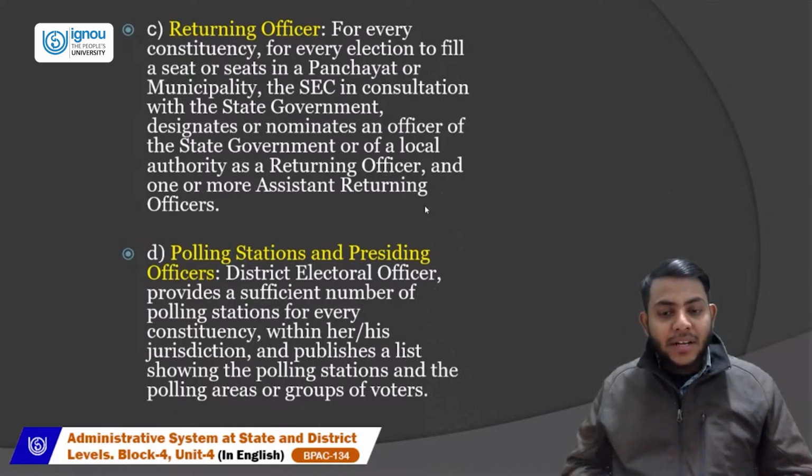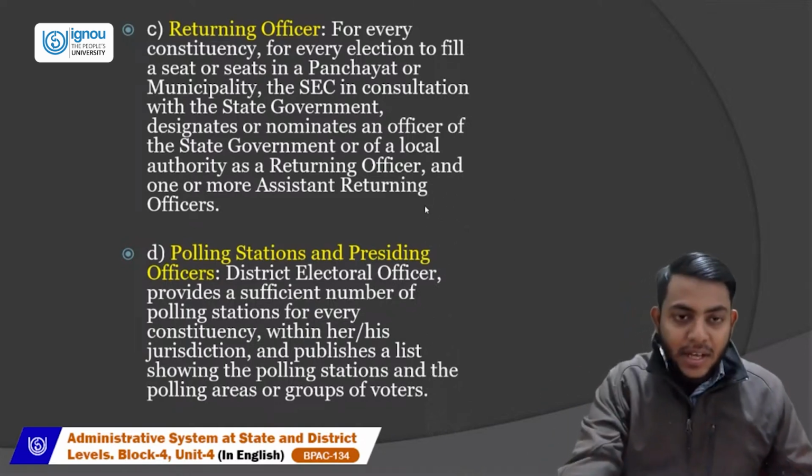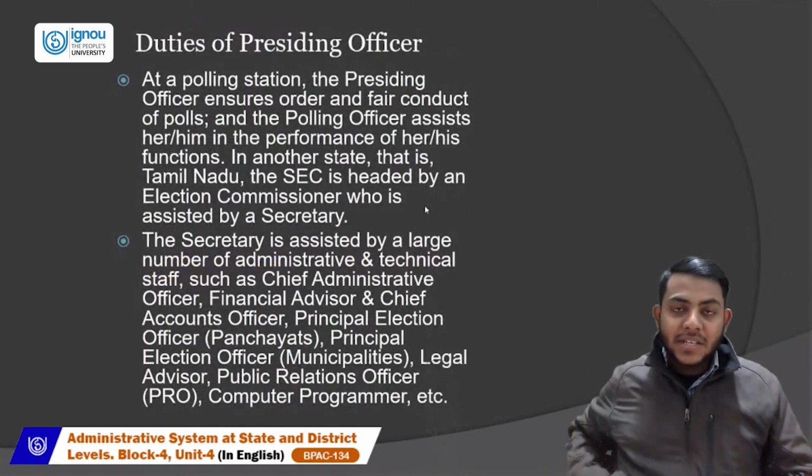So the district electoral officer that we have already discussed provides a sufficient number of polling stations for every constituency within her jurisdiction, and has to publish a list showing the polling stations as well as the polling areas or the group of voters. So these are the officials that we have discussed.